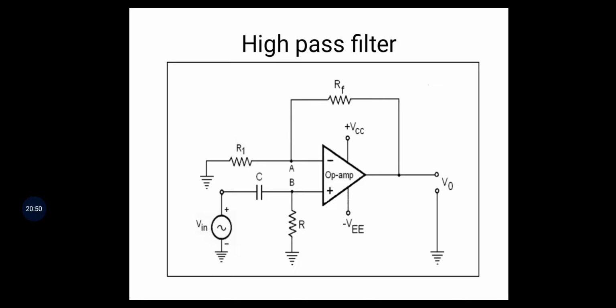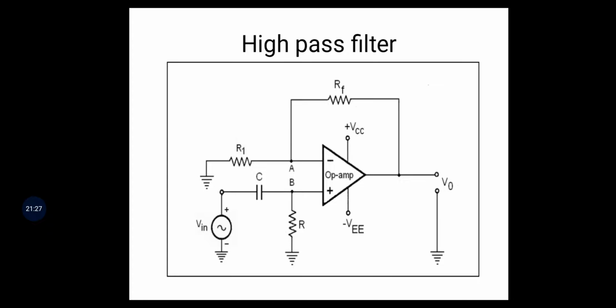The range of frequencies beyond its lower cutoff frequency FL is called the pass band, and the range of frequencies from 0 to FL is called the stop band. Here the circuit shows the high pass filter. Here Vin is in series with the capacitor C and resistor R. The feedback resistor is RF, and there is a resistor R1. Then the output voltage is V0.